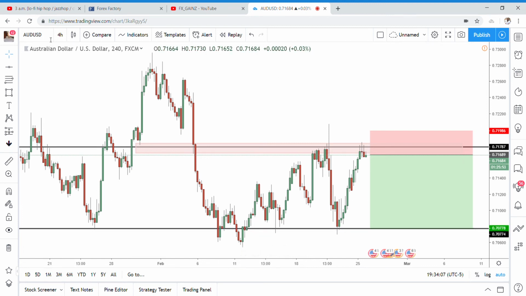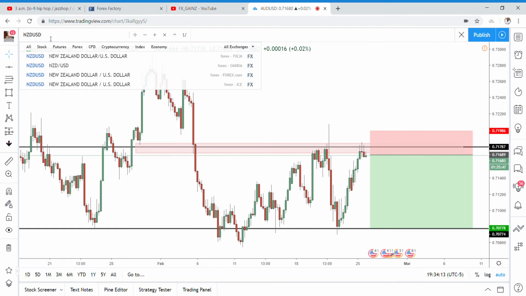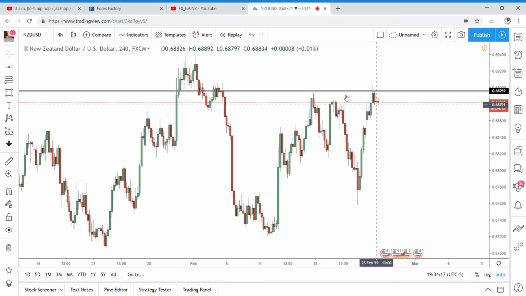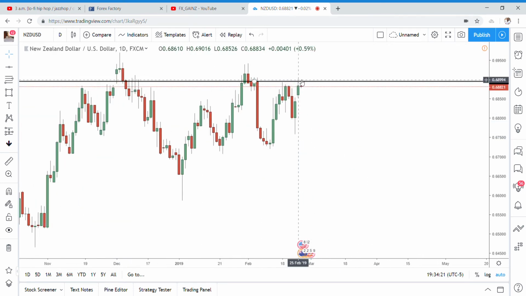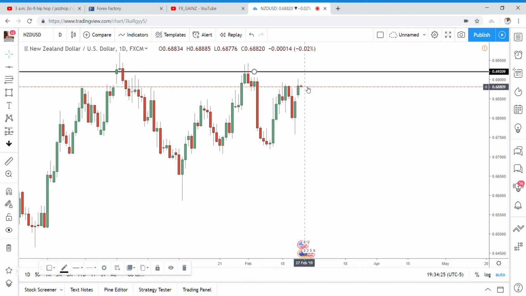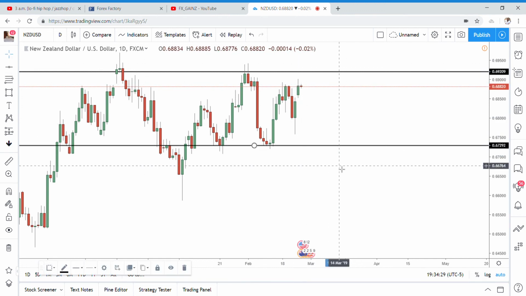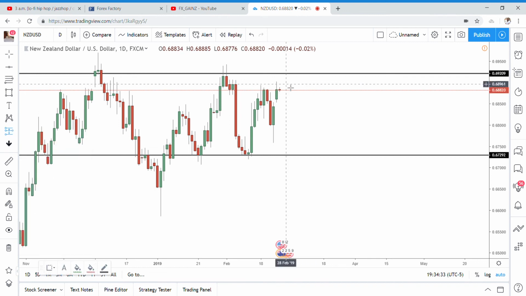And last but not least, what else was I in? Oh, the New Zealand dollar, US dollar is looking bad too. So we'll go to the daily chart on that. See a resistance level. It might come up here. So if you enter this, don't be scared, because it might come up here and then come back down. But I'm also short on this.